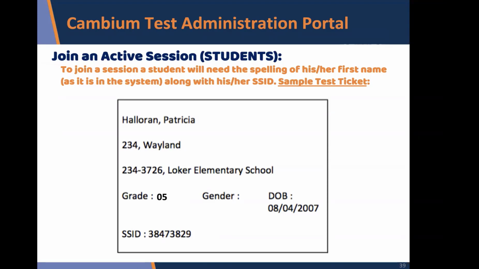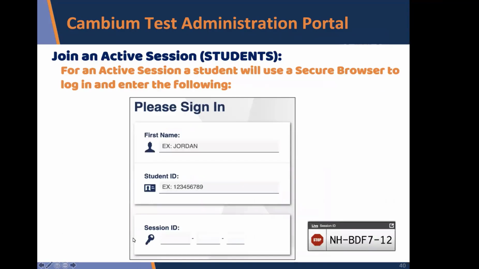Where we find that folks have a hard time is if for some reason you have a student whose name is Jonathan, but they go by John, they want to write in John instead of Jonathan, but they need to make sure that they are putting their first name in however it is in the system, and then this SSID here. So once they get into the secure browser, they will see this, please sign in. This is where that session ID is going to become important because they need to add in all of this information here.